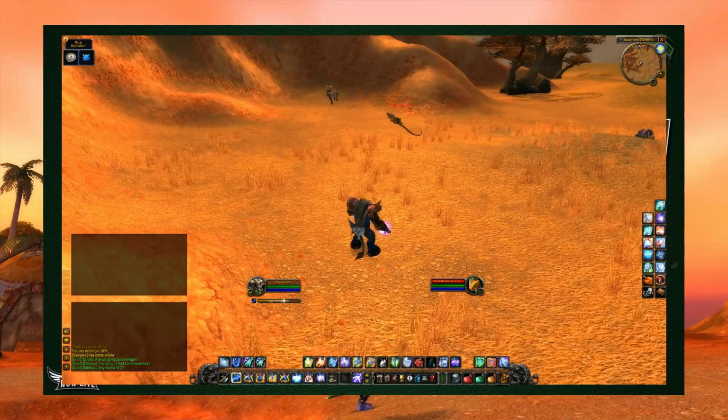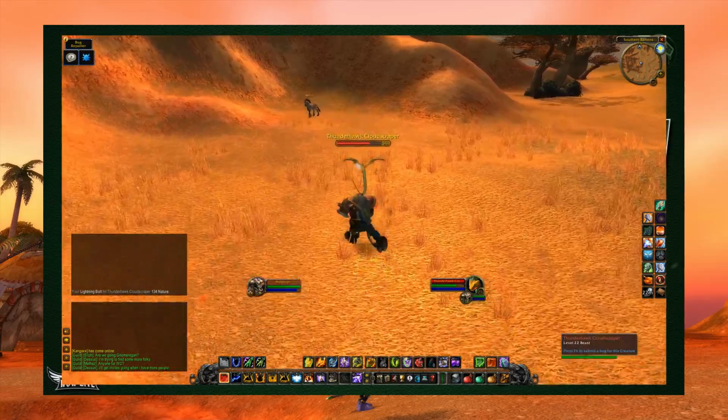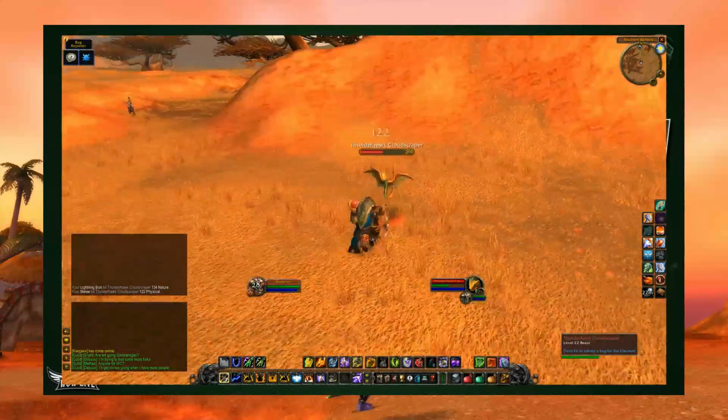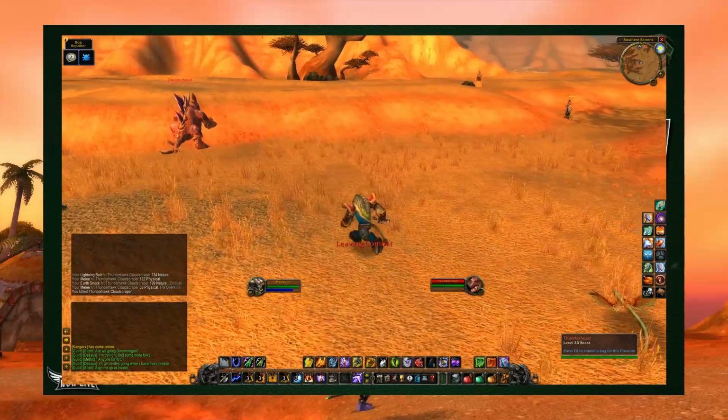Completing a spell cast puts you into combat. So if you're casting Lightning Bolt, as soon as that cast is complete, you will be flagged for combat, not when the projectile hits the target. This is a core difference from private servers, so just keep that in mind.